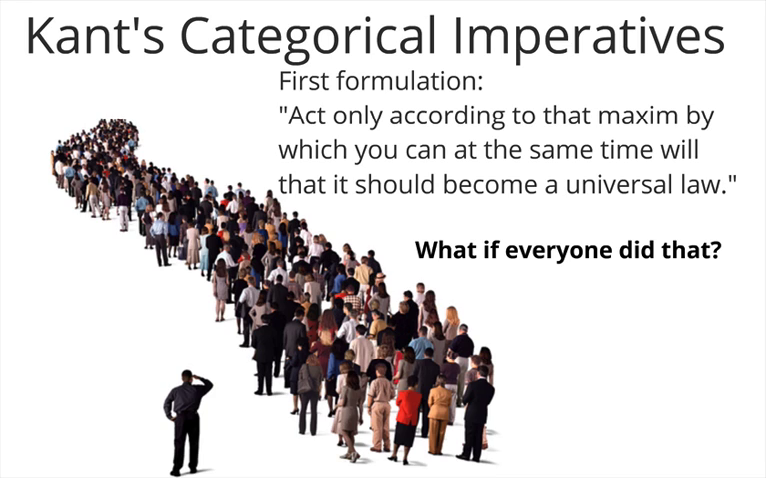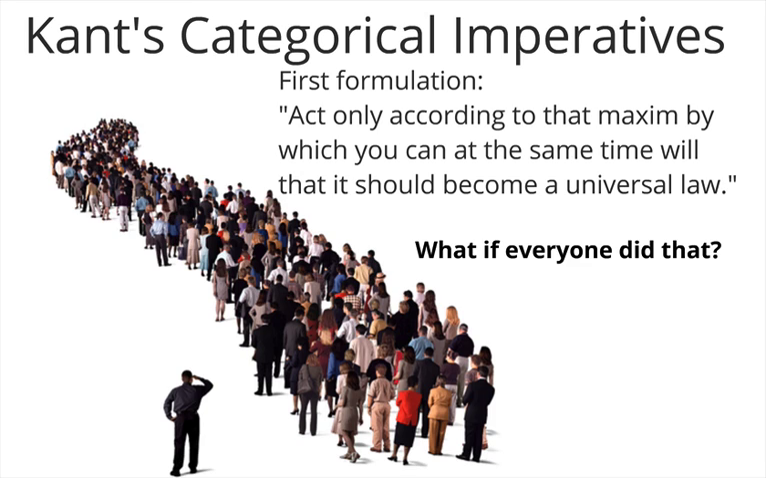So let's take lying, for instance. Let's say, well, generally lying's not good, but sometimes you have to lie. You have to tell a white lie. Kant would say, okay, well, let's then test this out logically. What if everyone lied all the time? This is what he means by act only according to the maxim by which you can at the same time will that it should become a universal law. What if everyone did that automatically all the time? Everyone always lied.